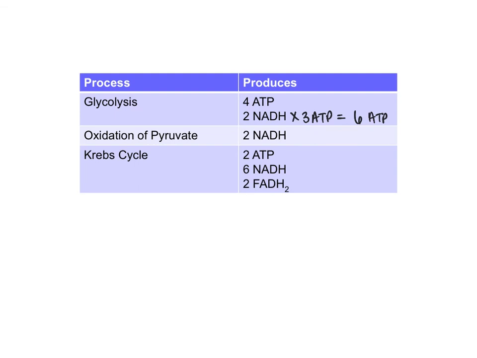The oxidation of pyruvate will also have NADH produced. So when we follow this same train of thought of the NADH being a 3 ATP equivalent and the FADH2 being a 2 ATP equivalent, you can see that the amount of ATP that's produced from one glucose molecule is significantly more in the presence of oxygen than when produced by glycolysis alone.